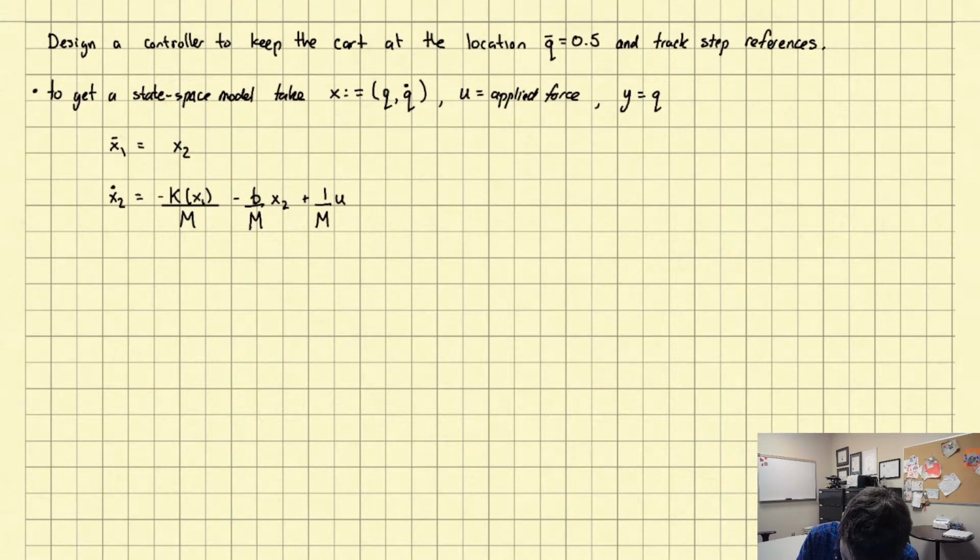And the output is the position. Okay, so there's our state space model. Now, we want to control the cart near the position q equal to 0.5. That's a natural kind of, again, the application tells you what the equilibrium should be. And so in this case, we're going to look for an equilibrium configuration where the position of the cart is 0.5.